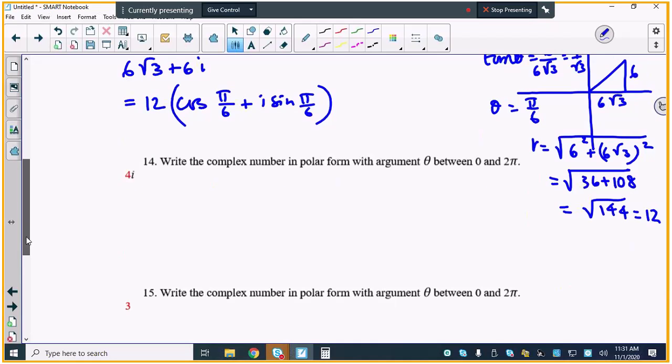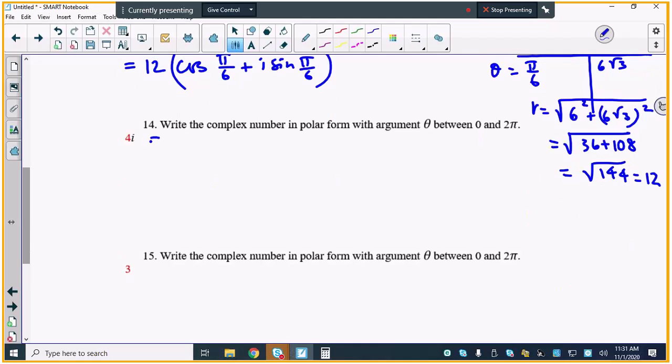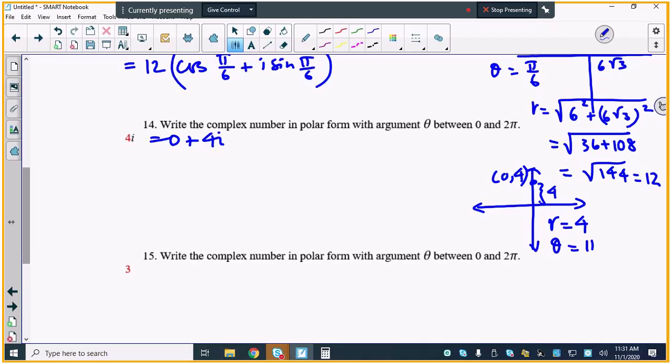Next complex number is 4i. So write it as 0 plus 4i, and I do that so that I understand the x and y coordinates. It's 0, 4, so I'm here. And that's pretty simple because the radius is 4 units. And think about the angle, that's pi over 2. So I call this one 4 cosine pi over 2 plus i sine pi over 2.